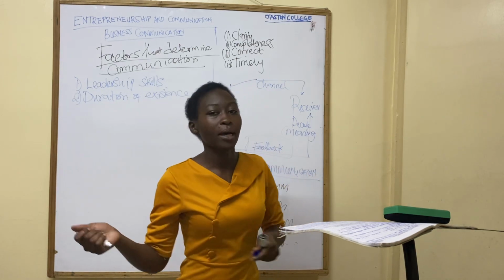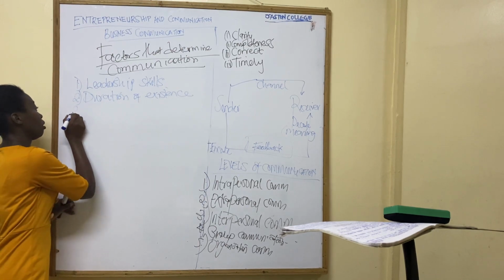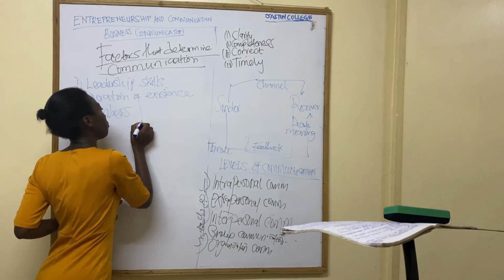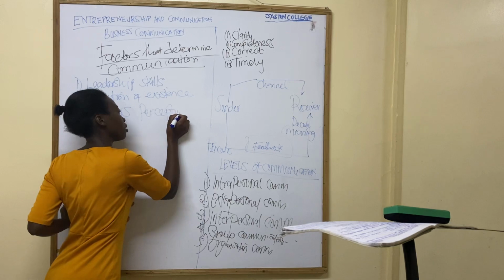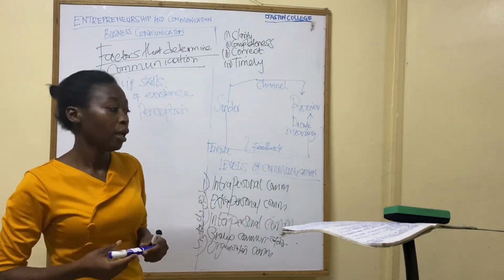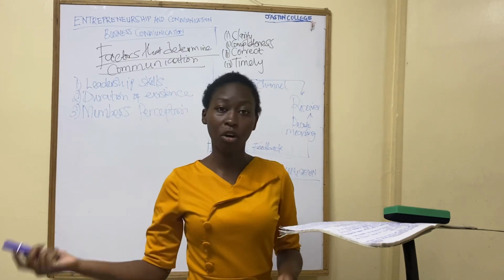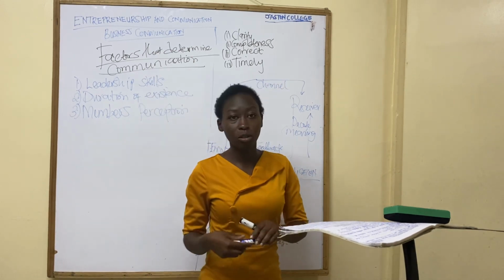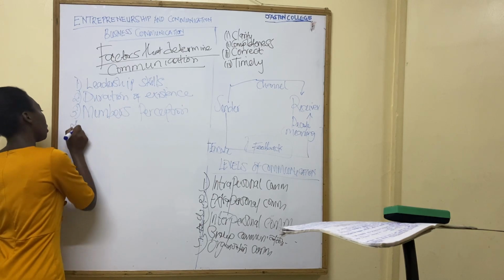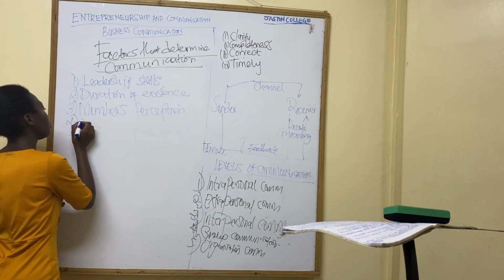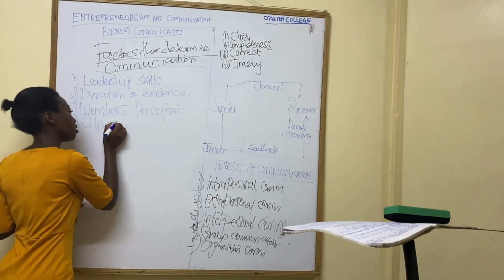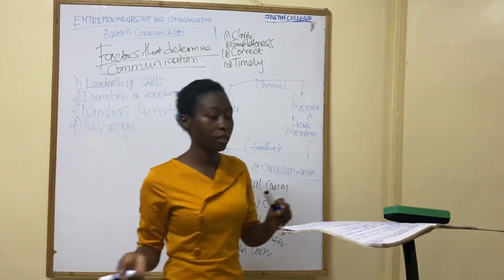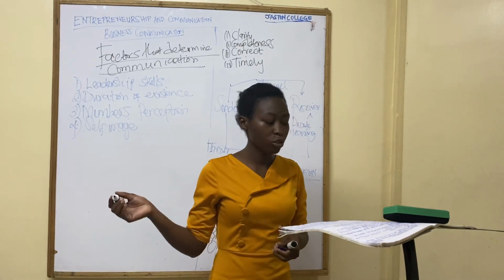We also have the members' perception of the group. So what's members' perception? Are you communicating the same language? Maybe it's a group. Do you have common views and objectives? So that is the members' perception. We also have the self-image. Another factor determining communication is self-image. So that's understandable.